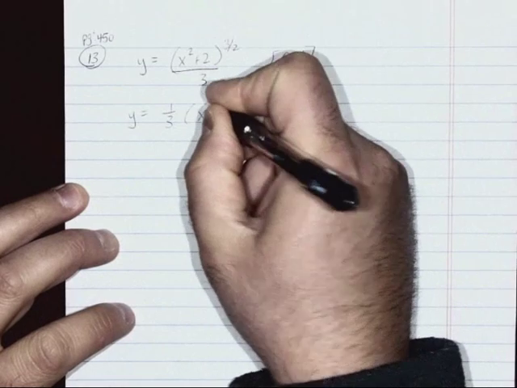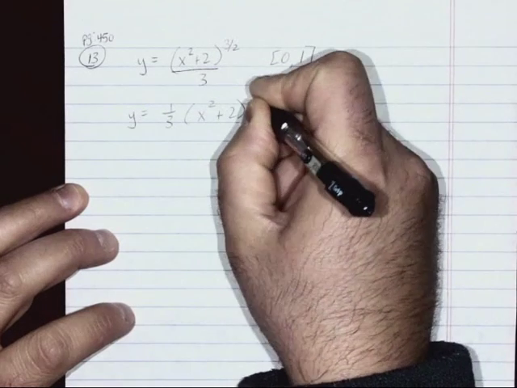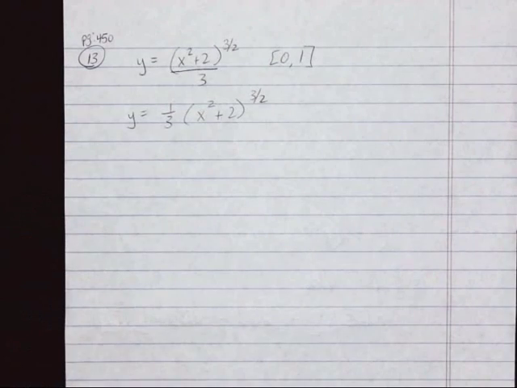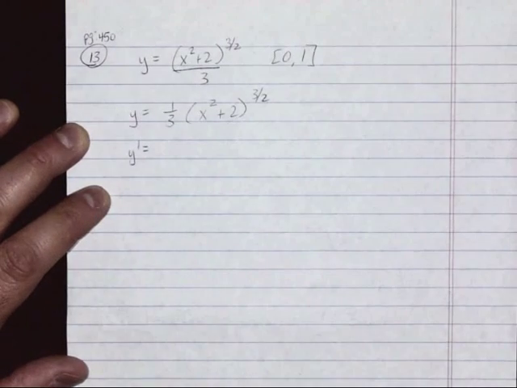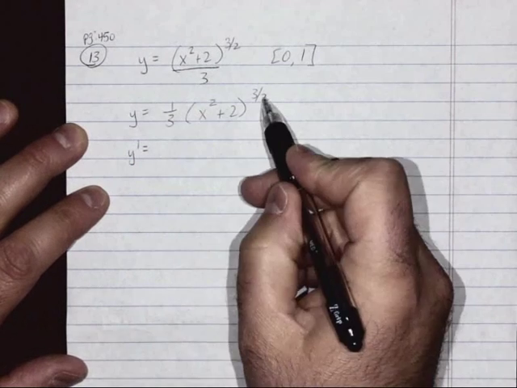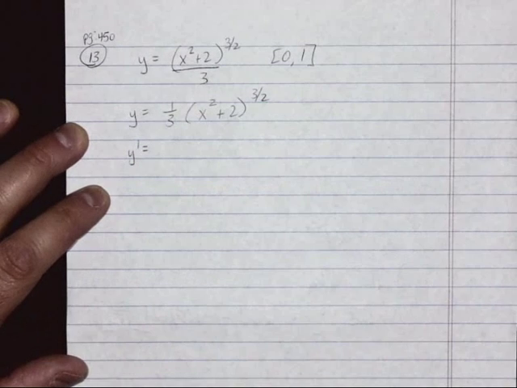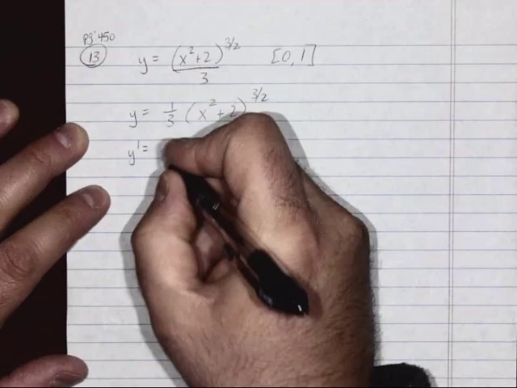So I think on this problem it's helpful to rewrite this so that it looks like this. Basically I just took this 1/3, since it's got a 3 in the denominator, out in the front. And then I can find the derivative of that pretty easily by doing the chain rule. So I'm doing 3 over 2 times 1/3, which is going to give me 1/2.